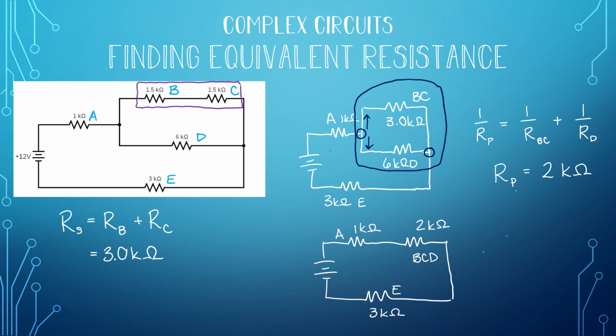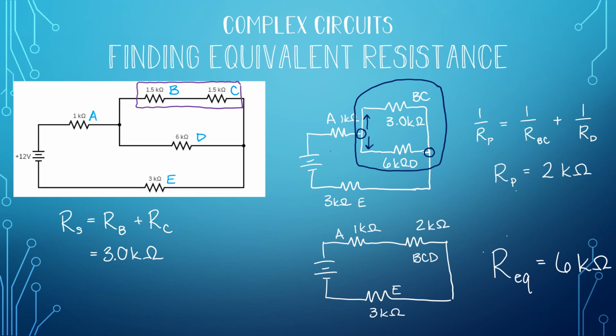I've now gotten to the point where I have a simple circuit, because this is now a series circuit. So my equivalent resistance can be found simply by adding these three resistances. 1 plus 2 plus 3 kiloohms gives me a total equivalent resistance for my circuit of 6 kiloohms. Again, that process that we just went through to find that equivalent resistance required us to combine two resistors at a time, and every time we combined those two resistors, we drew a new diagram.